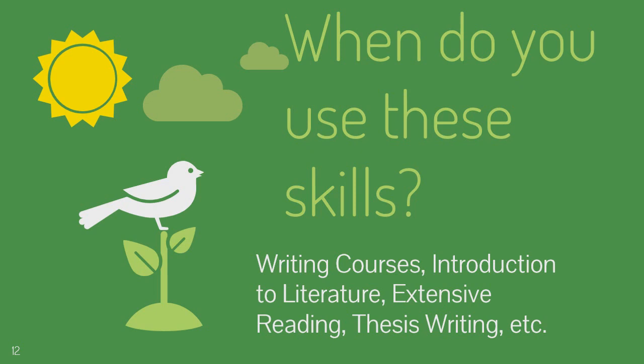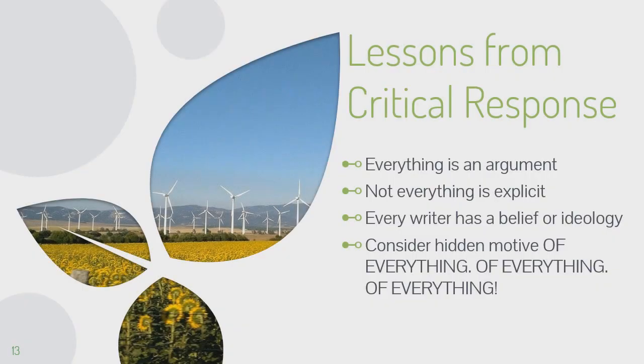And for this course, so far, what we have learned is that there are several things. The first one is everything is an argument. And not every argument is explicit. And every writer has a belief or ideology that might not be very clear. We have to be able to infer the ideology of the writer, or what we call the basic assumption of a writer. And also you will need to consider a hidden motive of everything that you see.